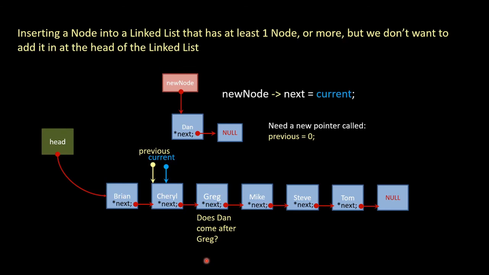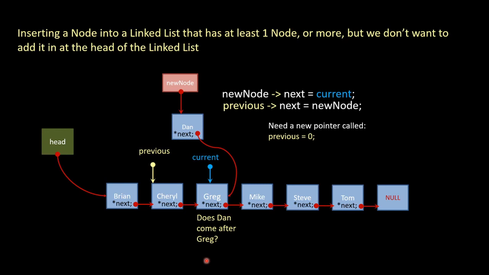So then I start to think about, all right, what about my new node? New node's next becomes the current. What that ends up meaning is that my new node Dan is no longer pointing to null. Dan now points to Greg's next. Then my previous next becomes the new node. So now I move over my previous, and I've got Cheryl pointing to Dan.